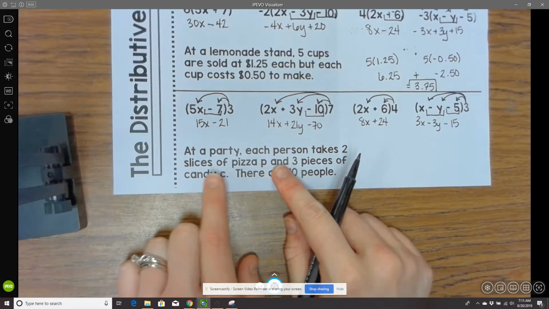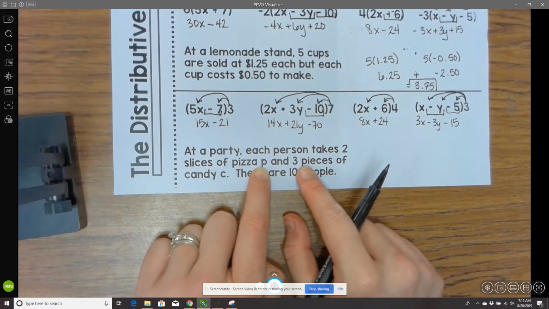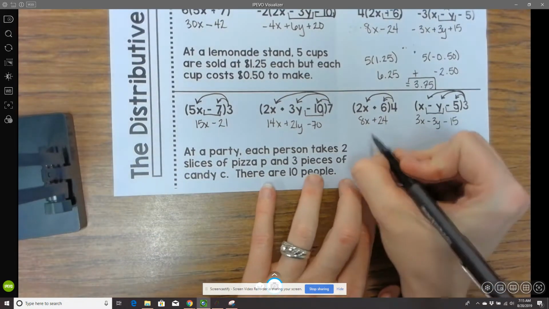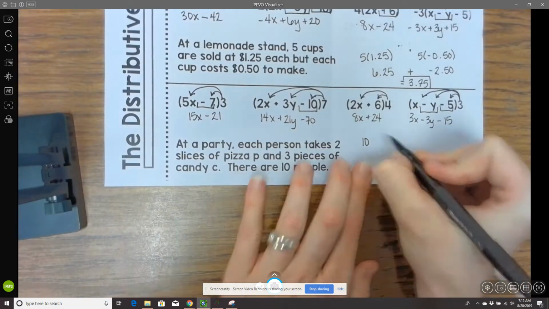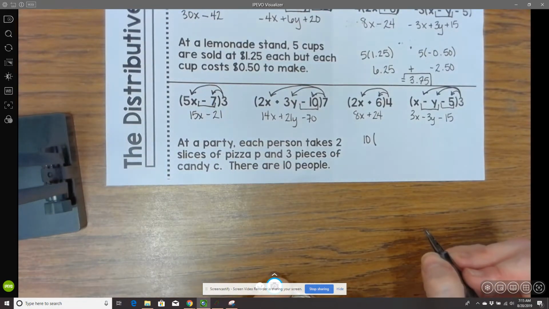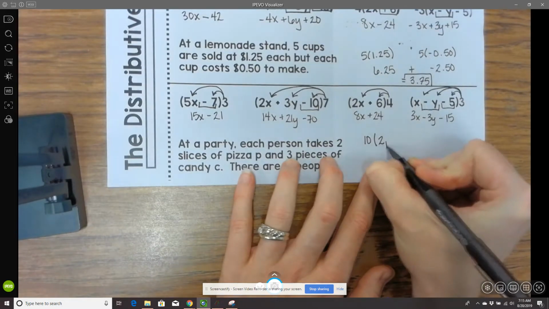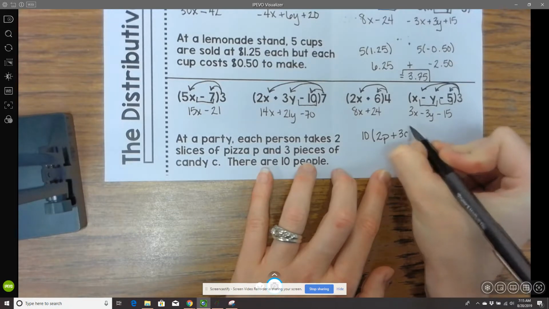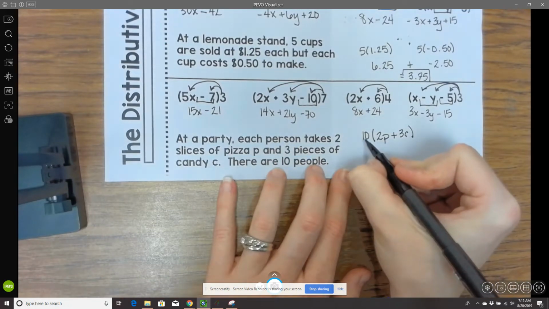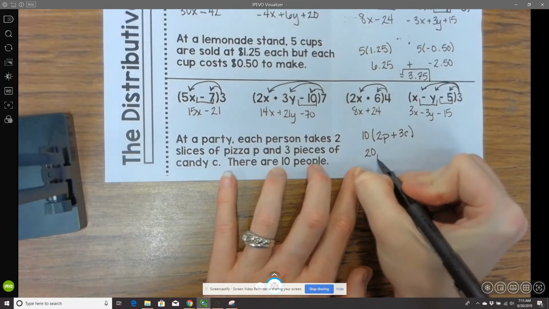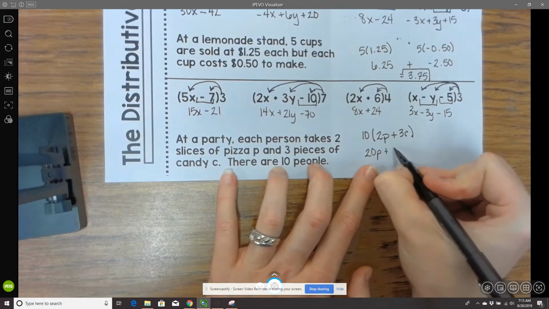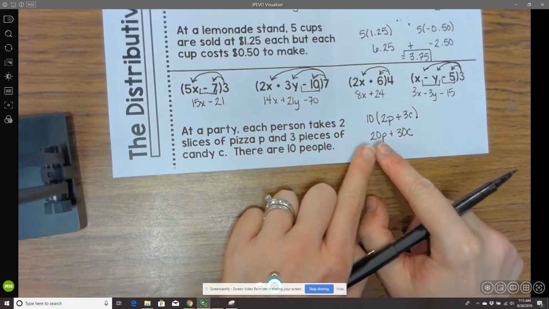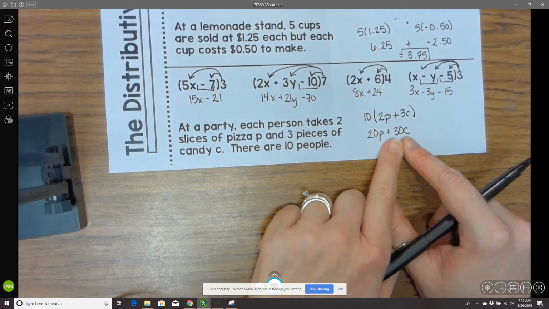So at a party, each person takes 2 slices of pizza, P, and 3 pieces of candy, C. There are 10 people. So I've got 10 people here, each of them, so that lets me know I'm going to multiply, is going to take 2 slices of pizza and is a plus word, 3 pieces of candy. So in total, 10 times 2p is 20p. 10 times 3c is 30c. So again, we could use this to find the cost, or just to know I'm going to need at least 20 pieces of pizza and 30 pieces of candy.